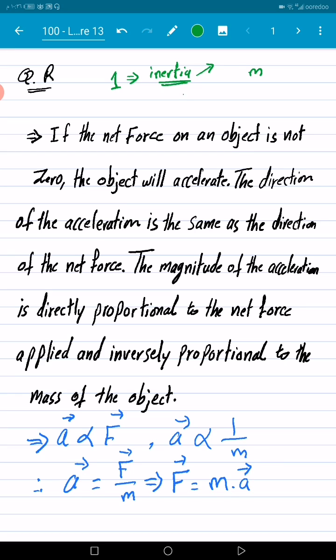If the mass increases, that means the inertia will increase. If the mass is high, the inertia is high. If the mass is low, the inertia will also be low, because it is easy to move it with any applied force.